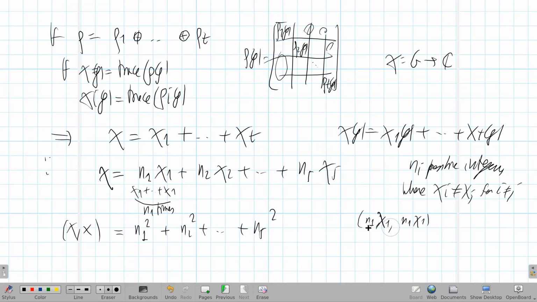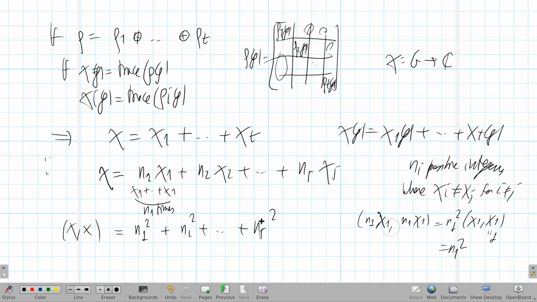And if you have the product n1 chi1 with n1 chi1, you can pull this out. These are positive integers, so the conjugate is the same. So you take n1 squared times chi1 chi1, and orthogonality relations tell you that this is 1, so you get n1 squared, okay? Why is this important?